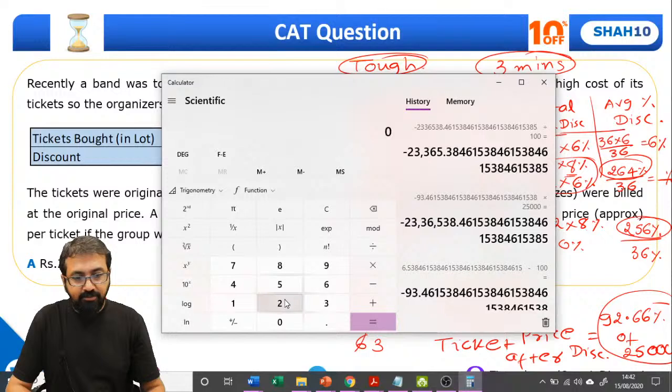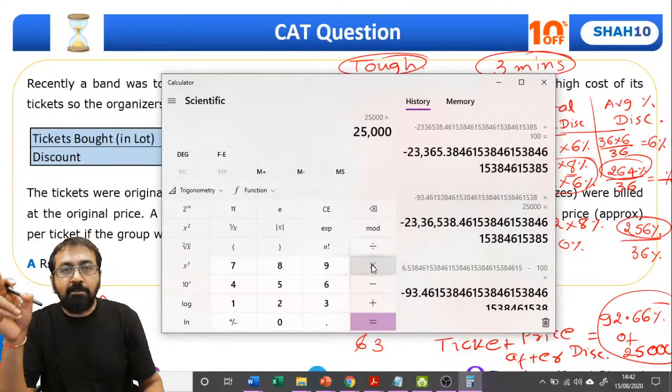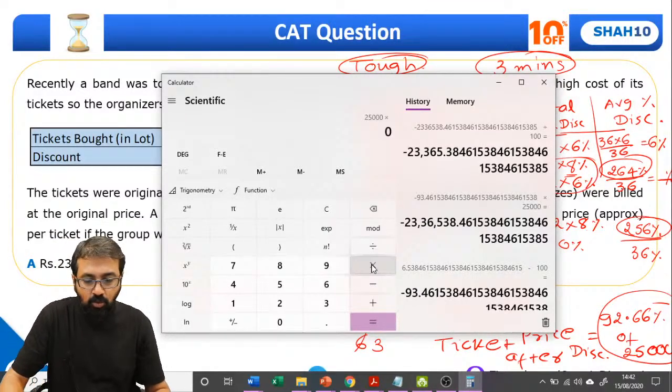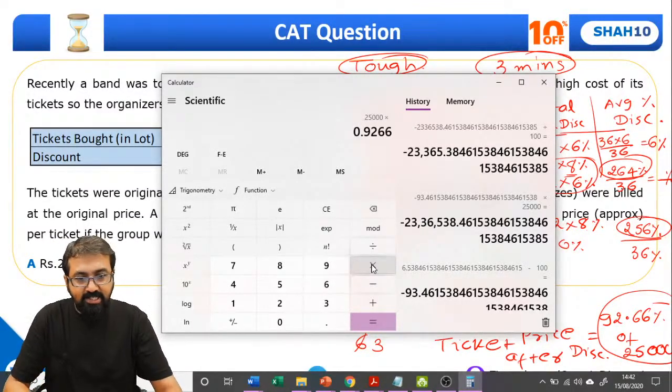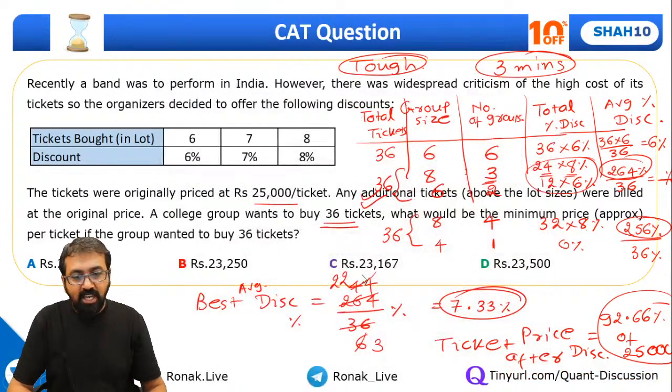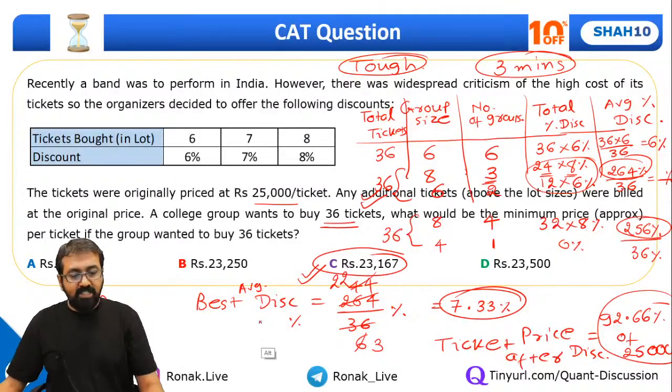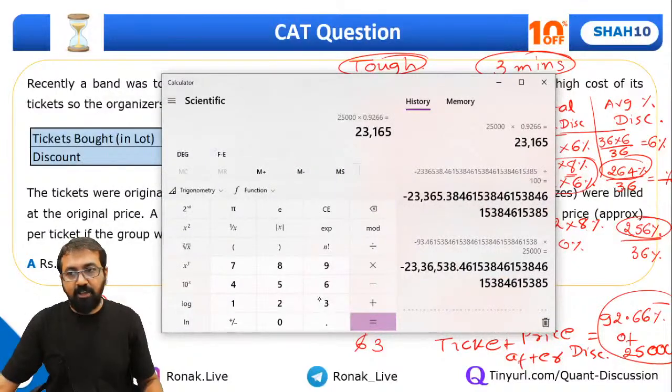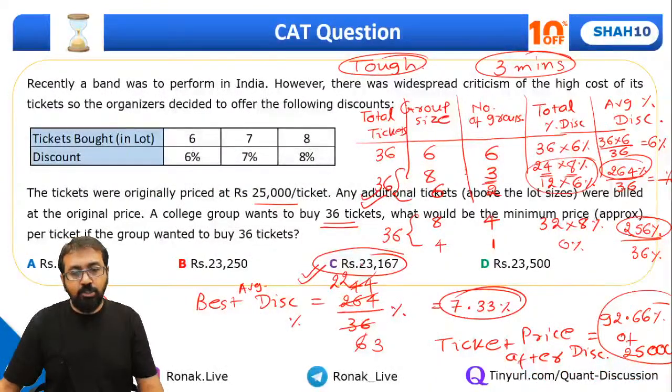So 25,000 into, now what is the multiplying factor? If you want to find out 92.66%, can I say 0.9266? Everyone, yes or no? And this will come out to be 23165. Do we have any such option? Yes, we have this option pretty close to that. 23165. Can you see this answer, everyone? Correct. So answer should be option C.